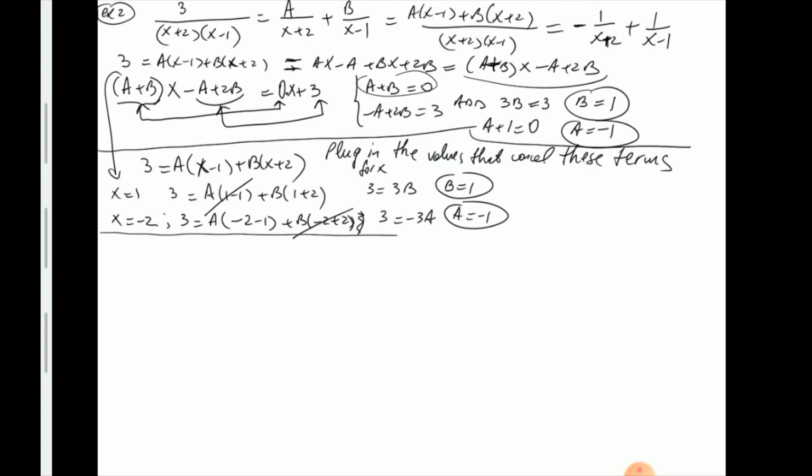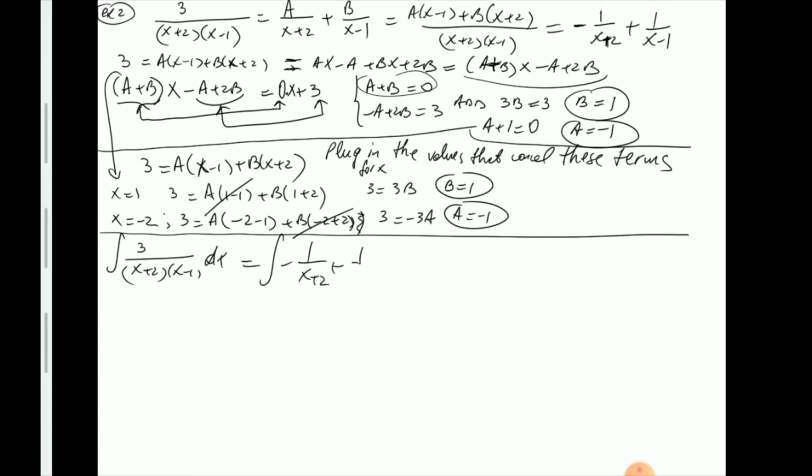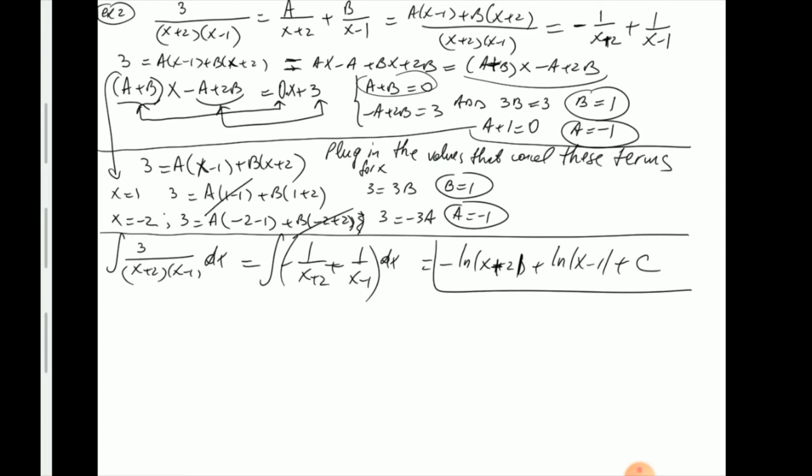And then just to finish the integral, if the question was to integrate, obviously just like before, this will be a combination of two logarithms. So it's minus ln of x plus 2, kind of messy here, plus ln of x minus 1 plus a constant c.